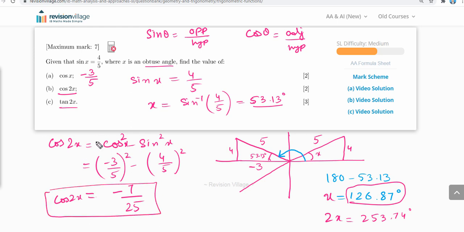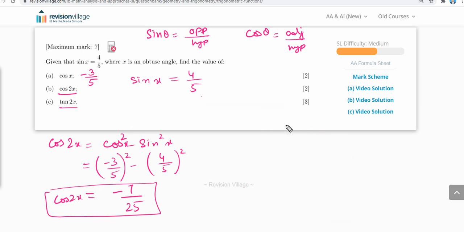And now in part C, we have to work out the value of tan of 2x. As I've told you, tan theta is equal to sine theta over cos theta. So over here we can write tan of 2x as sine of 2x divided by cos of 2x. We have the value of cos of 2x, but we do not know sine of 2x. In order to find it, we will use another double angle identity that says sine of 2x is equal to 2 sine x cos x.